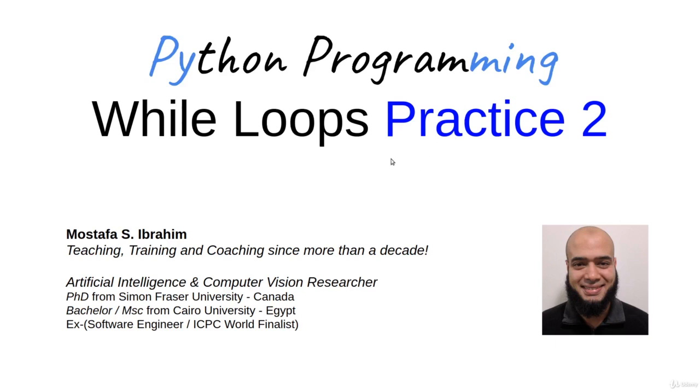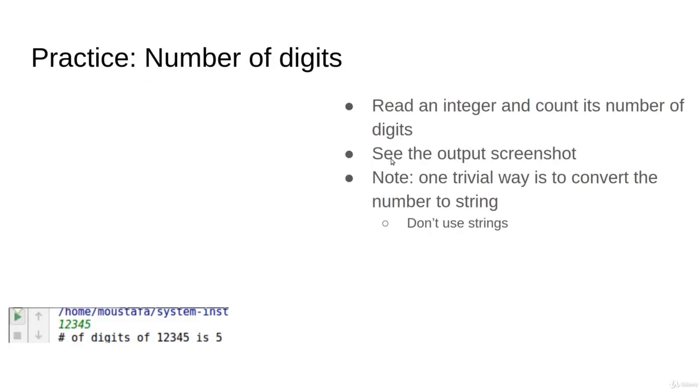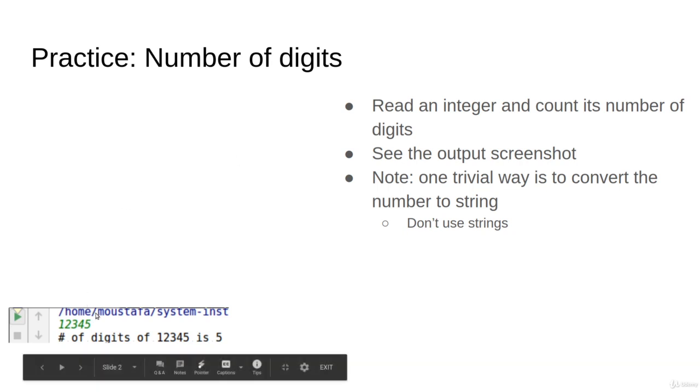Let's continue practice. In this program, we would like to read an integer and count its number of digits. See here the screen. If the user entered 1, 2, 3, 4, 5, you are to print the number of digits of 1, 2, 3, 4, 5 is 5 digits.